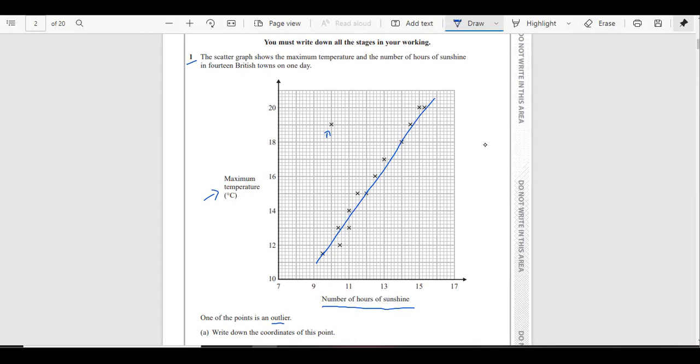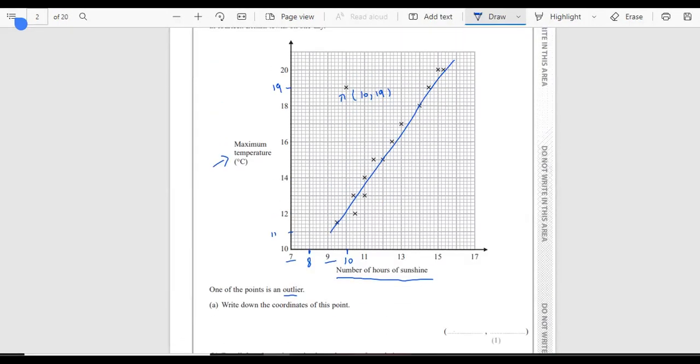How do we write down the coordinates of any point? We write down the x coordinate and the y coordinate, right? So if this small box is for 1 unit, this would be 10, and this is going to be 19. The x coordinate is 10 and the y coordinate is 19.